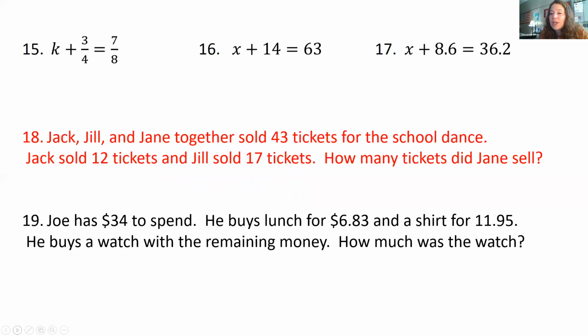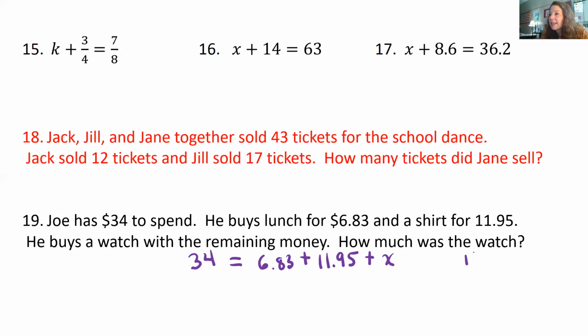Joe had $34 to spend. He buys lunch for $6.83, and a shirt for $11.95. He buys a watch with his remaining money. How much was the watch? Well, he had $34, right? He spent $34, all of it. So the money he spent is equal to his lunch plus his shirt, and he bought a watch with the rest of the money. So how much was the watch? We don't know, but we know the grand total was $34.